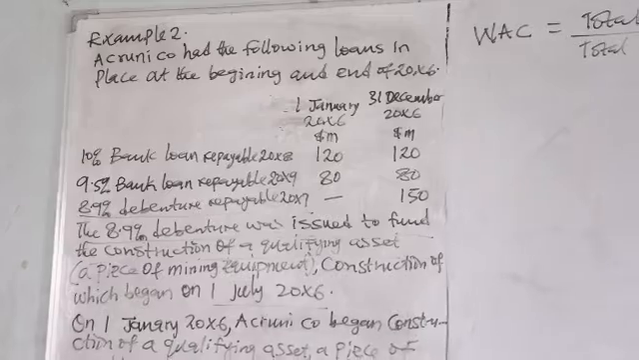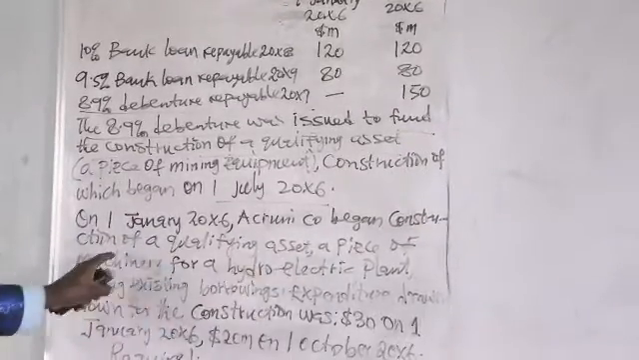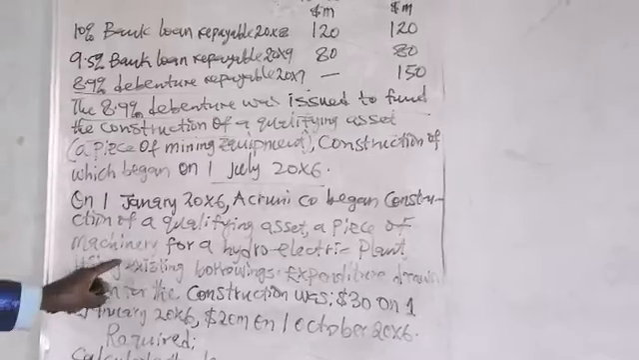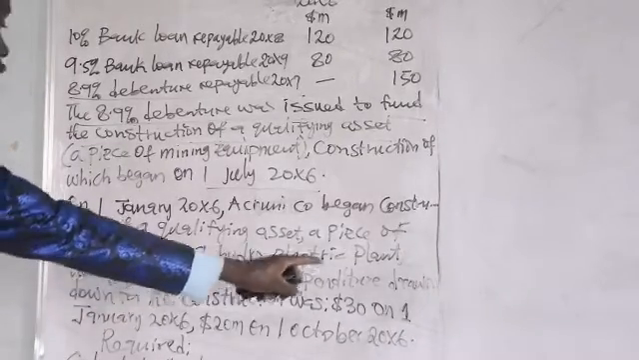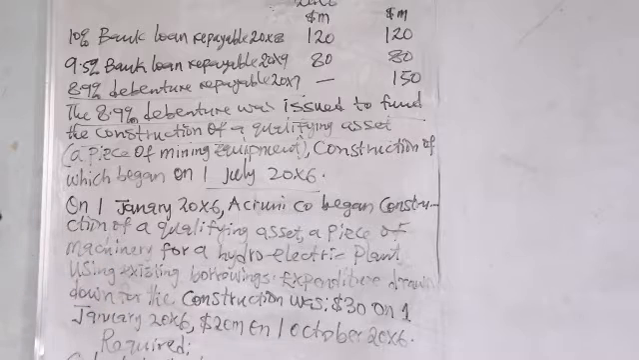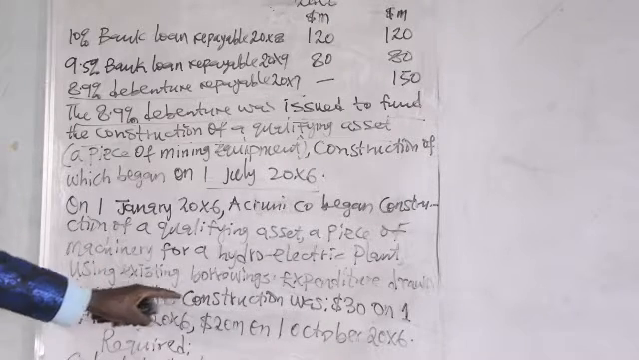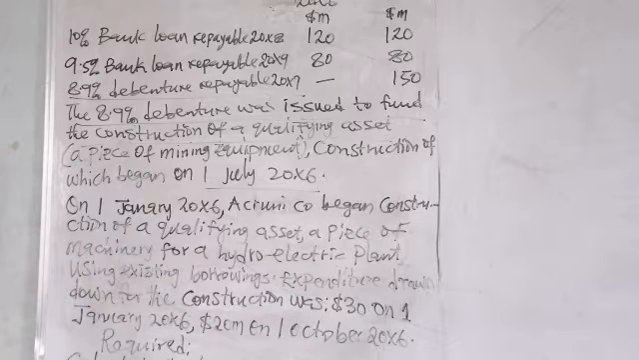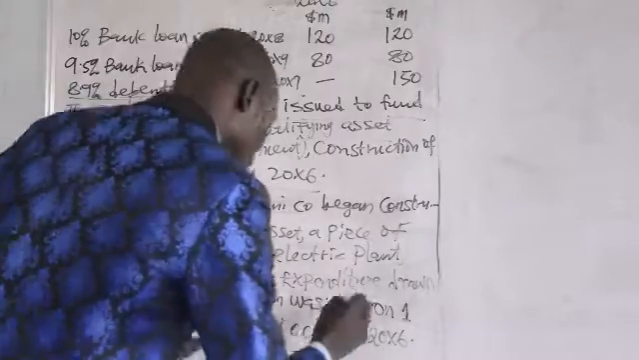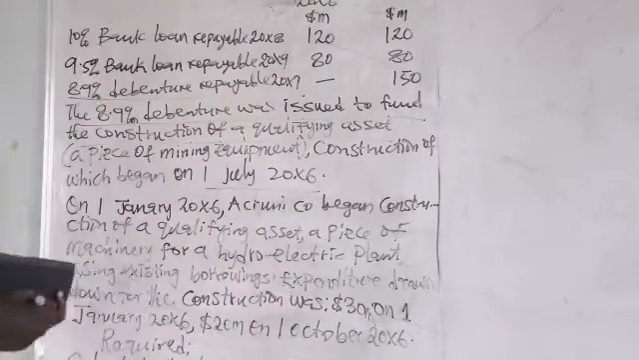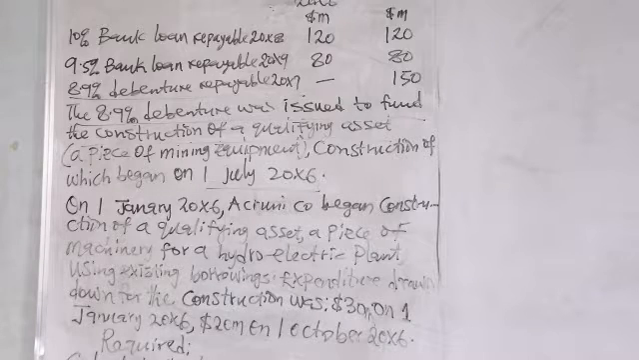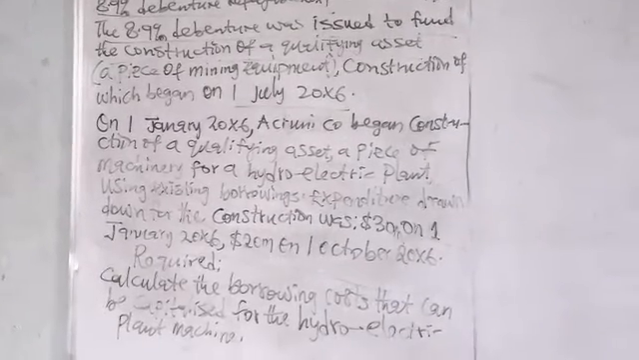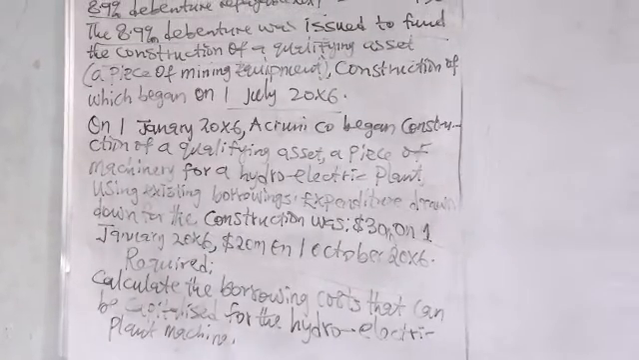On 1st of January 2006, Runico began construction of a qualifying asset, a piece of machinery for a hydroelectric plant using existing borrowings. Expenditure drawdown for the construction was 30 million on 1st of January 2006, and 20 million on 1st of October 2006. We are required to calculate the borrowing cost that can be capitalized for the hydroelectric plant machine.